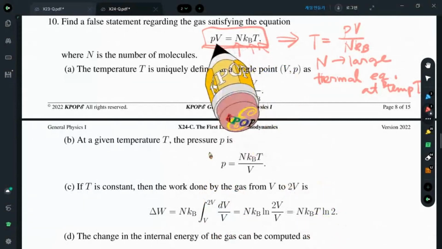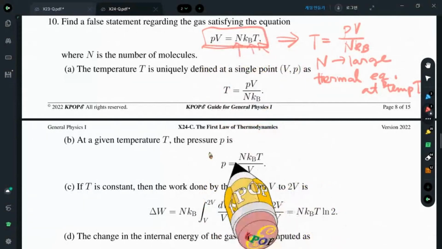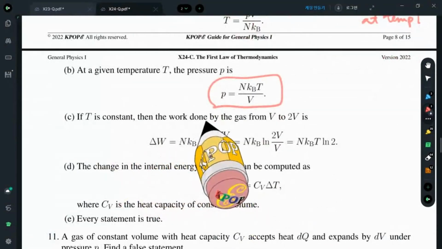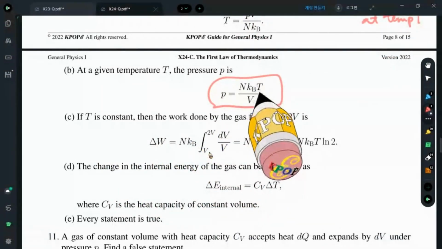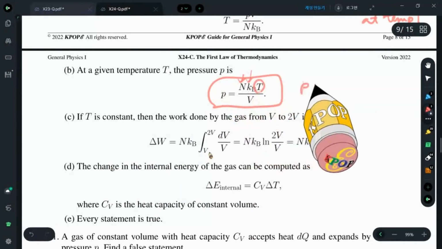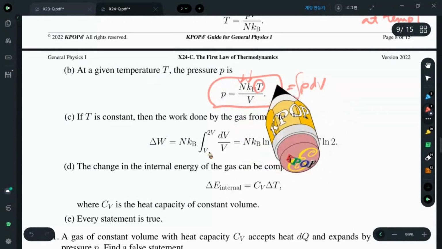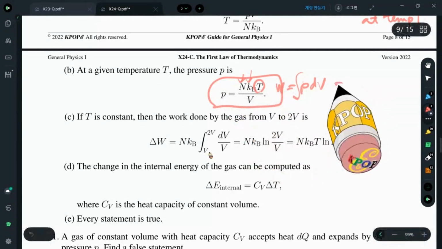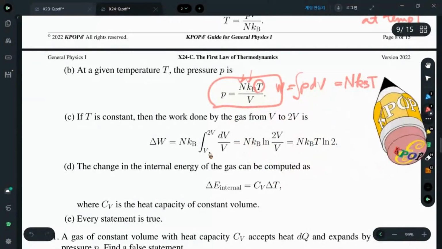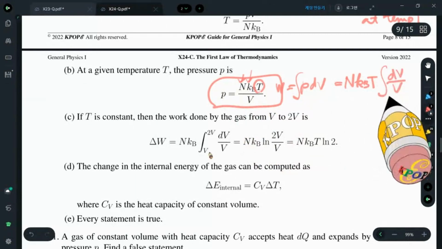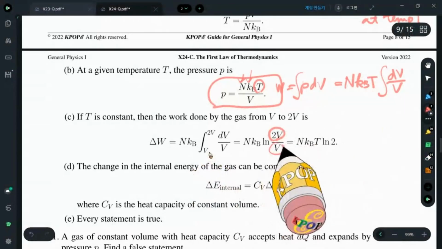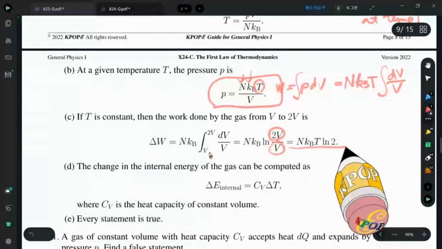Given temperature T, for the pressure, divide both sides by V, then we obtain this. If T is constant, then for the work done by the gas, the number of molecules is constant, and this is constant. So PdV is the work done by the gas, and P is this, and we have a constant, N kB T, all constants. We have this integral, and that is a log of the final volume over the initial volume. So the final answer is log 2.